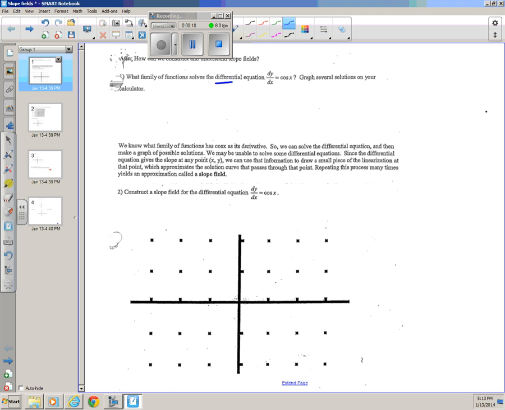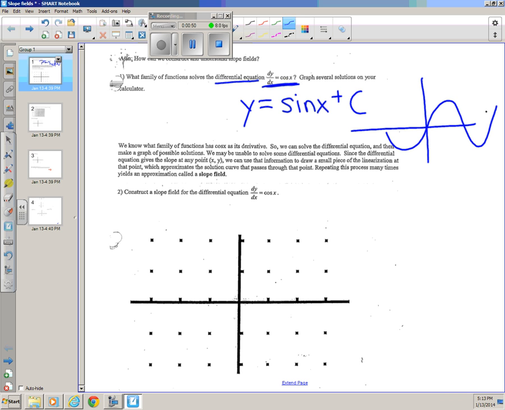Okay, so a differential equation is any equation with a derivative. And a solution to a differential equation is a function that has the given derivative. So we know that any function of the form y equals sine x plus a constant will have cosine as its derivative. So if we were to think about the graphs of all the possible solutions, the graphs of all the functions that have cosine x as their derivative, it would just be the standard sine graph, shifted vertically up and down. Just the same shape over and over again.